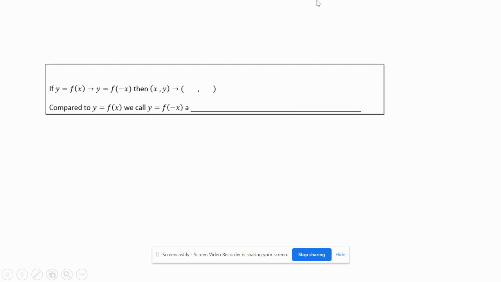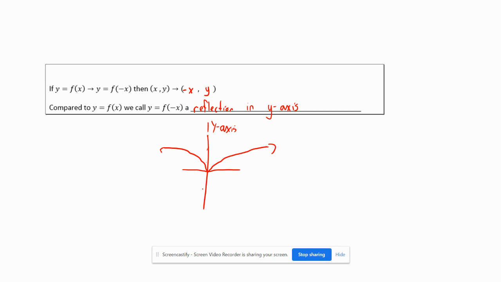So if we have this transformation where y equals f of x becomes y equals f of negative x, the mapping notation becomes (negative x, y). We call this a reflection in the y-axis. I'm going to show you in a second why. So if this is my y-axis, and I have this graph over here, well, if I make all of my x's negatives, the graph's going to look like this. So the y-axis is like the line of reflection from this graph over to this graph over here.